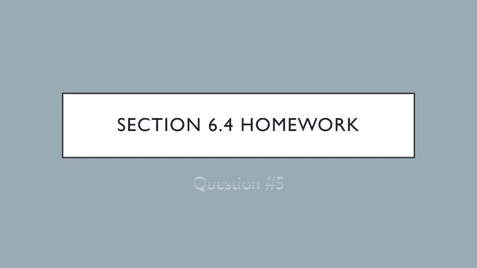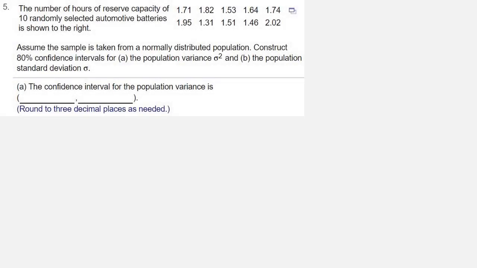Looking at homework from section 6.4. This is question number 5. The number of hours of reserve capacity of 10 randomly selected automotive batteries is shown to the right. Assume the sample is taken from a normally distributed population.